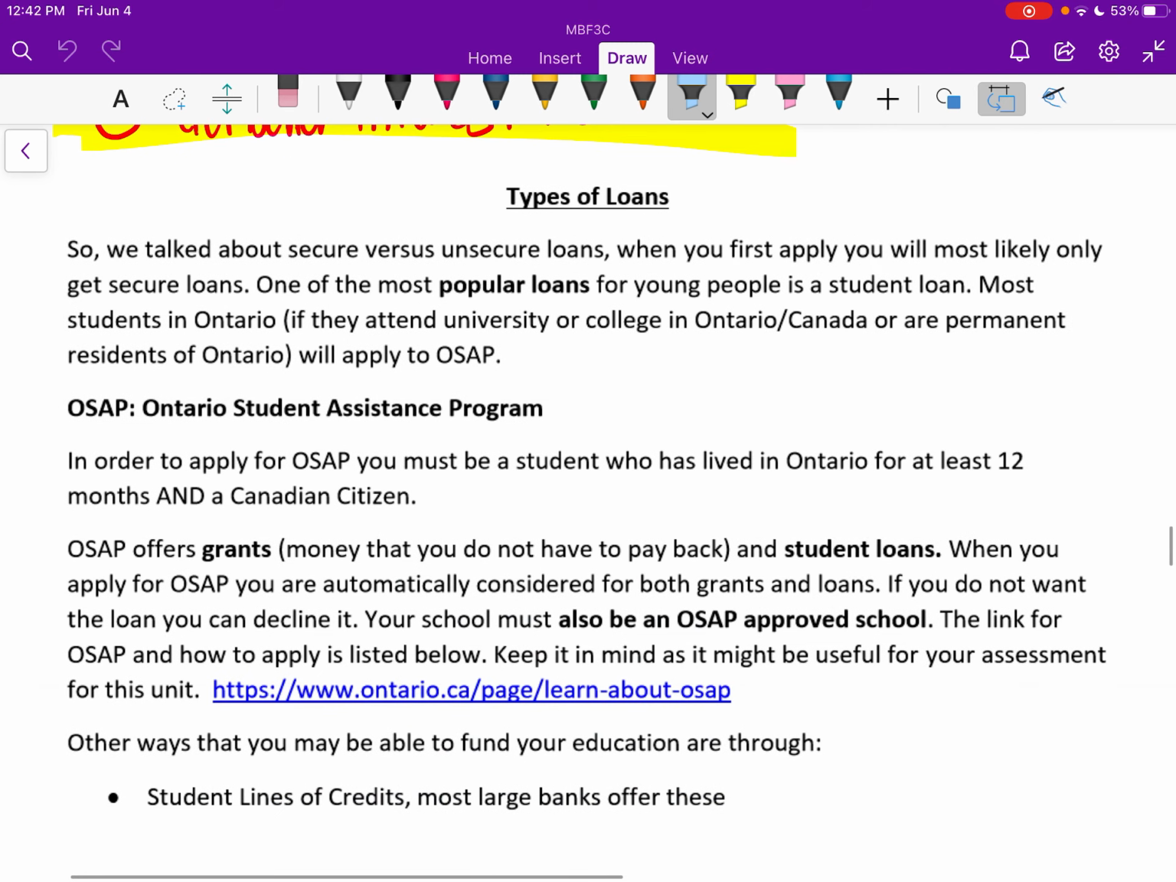So, types of loans. We talk about secured versus unsecured loans. When you apply for loans, you'll most likely only get secured loans. One of the most popular loans for young people is a student loan, naturally. Most students in Ontario, if they attend a university or college in Ontario, or are permanent residents of Ontario, will apply to OSAP. OSAP is the Ontario Student Assistance Program.